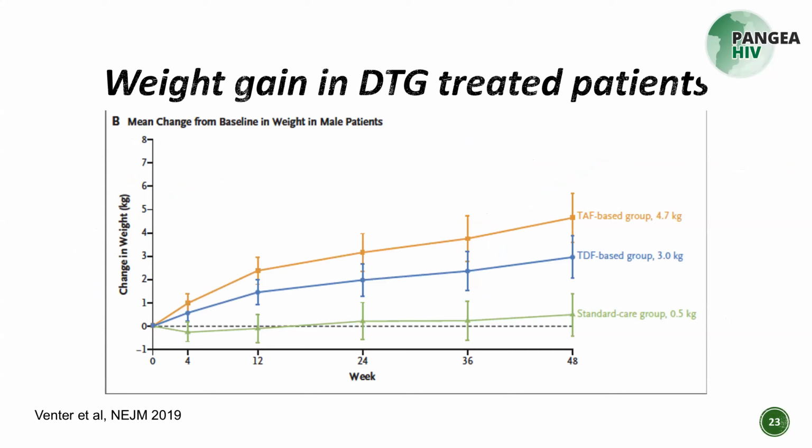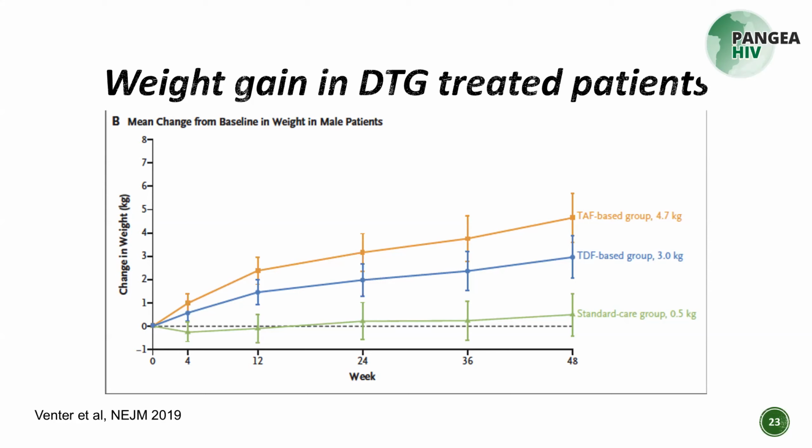But of course, there's a problem with dolutegravir in that if you look at this graph, the weight gain in dolutegravir treated patients was fairly significant in comparison to the standard of care group. Now, of course, weight gain in a patient with HIV and wasting syndrome is a positive sign, but most of these individuals were not underweight at trial entry, and these patients, remember, were treated at fairly high CD4 counts. So very few of them had CD4 counts below 200.